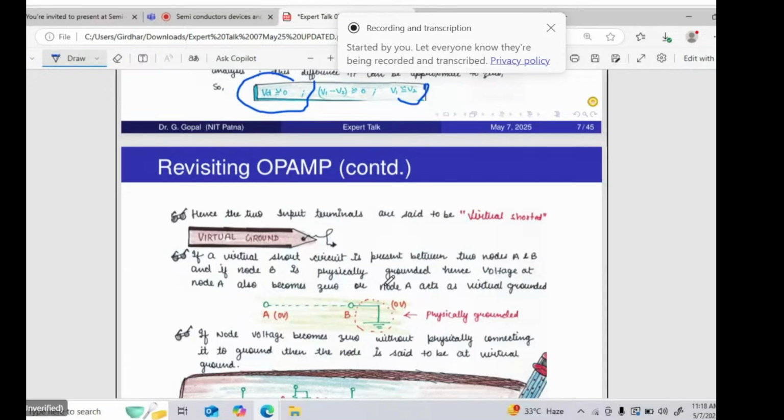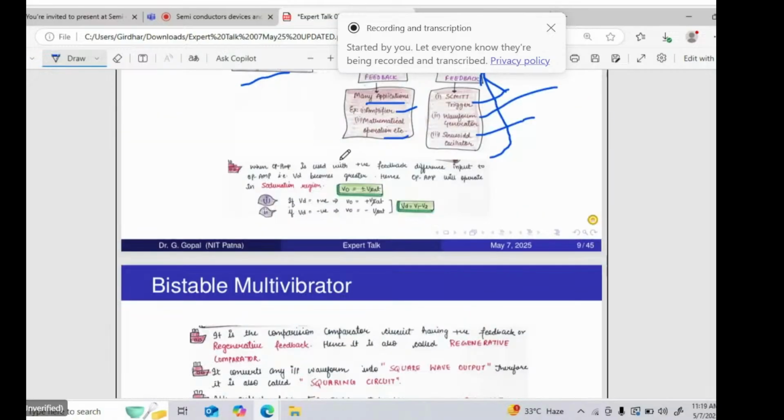So when we say op-amp has positive feedback, it means the difference input and feedback input are in the same alignment. So if VD is greater, the open loop voltage gain is also greater, so the op-amp works in the saturation region. So the output is plus Vsat and minus Vsat. Here I have written the same again because we have to understand this thing. This is very important for us.